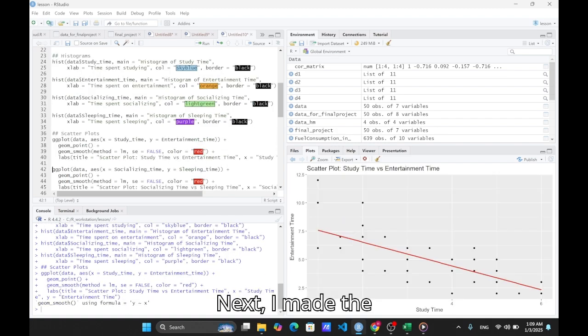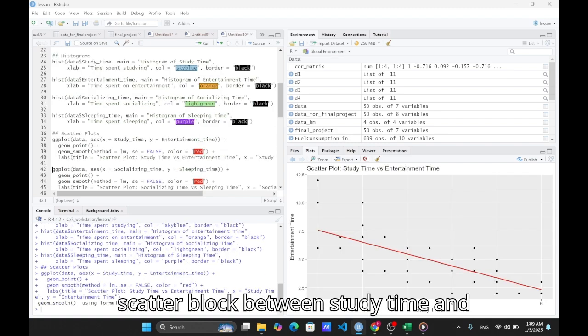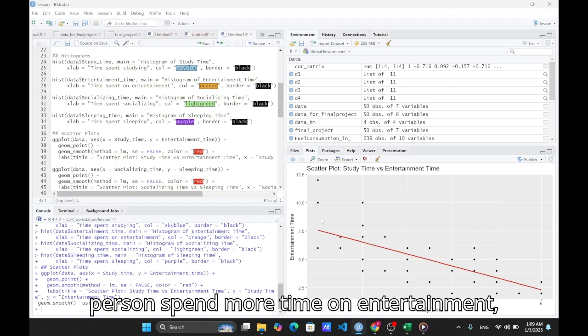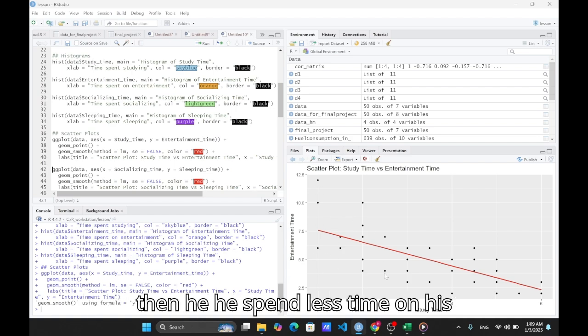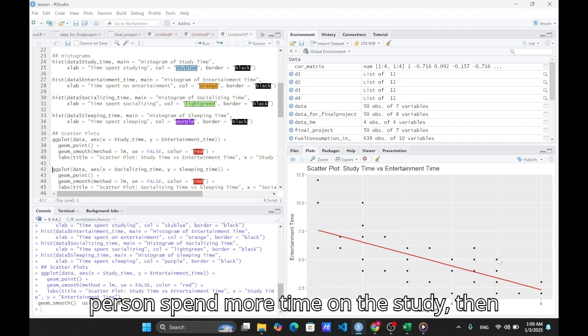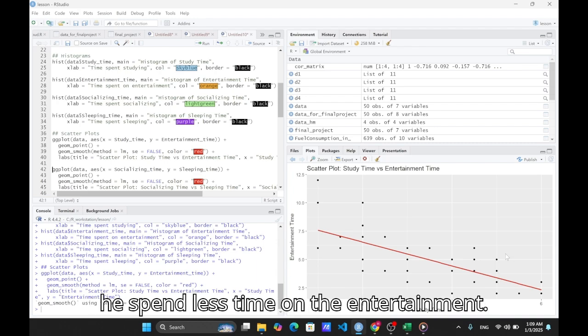Next, I made the scatter plot between study time and entertainment time. Here the regression line is going downward, so they have a negative correlation. It means that when a person spends more time on entertainment, he spends less time on study. And if a person spends more time on study, he spends less time on entertainment.